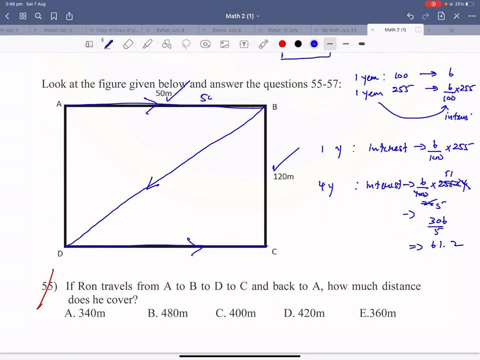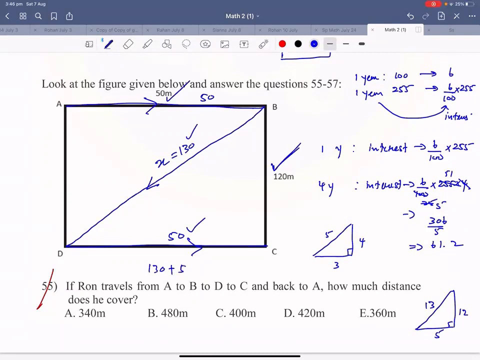So this is going to be 50 here. This is going to be 50 here. So you need to find this X, right? So that's going to be easy, right? Because that's going to be 130 actually. Because in a right angle triangle, if this is 3, 4, this is going to be 5. And if this is 12, 5, this is 13. So you can see 50 here, 120 here. So this should be 130, right? So the total would be 130 plus 50 plus 50. So it's going to be 230, right?